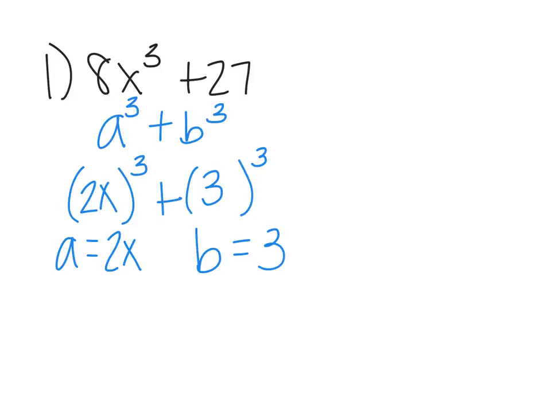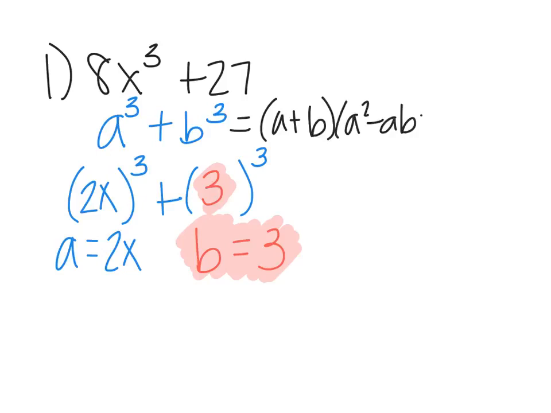I'm going to go ahead and highlight that red just so that we have a difference here. We can see that b is going to be 3. So our formula for the sum of cubes says that a plus b times a squared minus ab plus b squared will give us our factorization. So all we have to do is just plug in stuff. Every time we see an a, we're going to plug in 2x. And every time we see a b, we're going to plug in 3 and just see what that gives us.